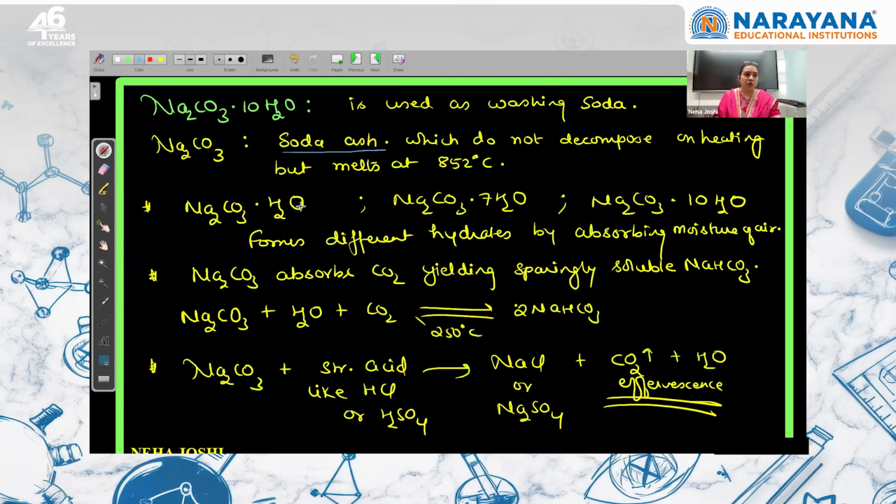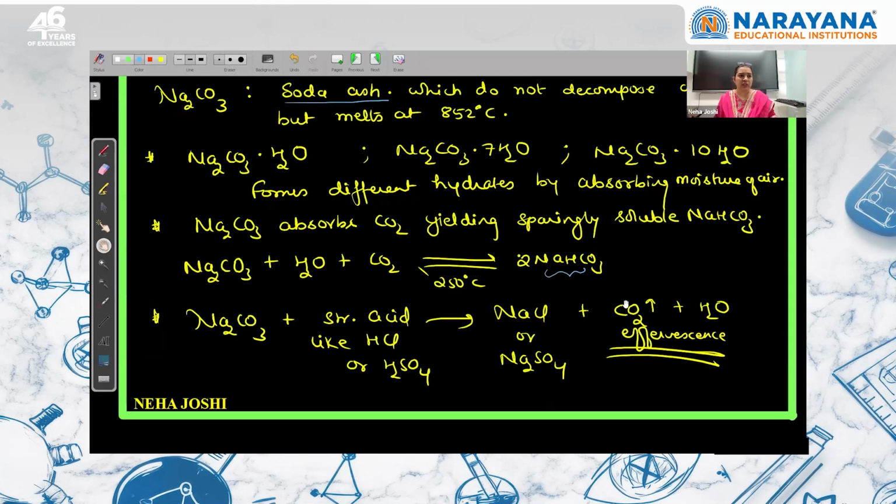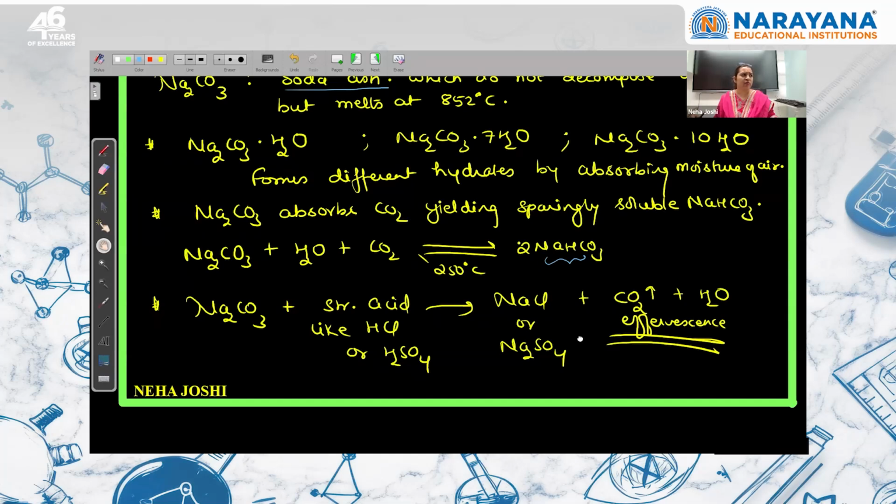Okay, it could exist as Na2CO3.H2O, .7H2O, .10H2O. These are different forms of hydrates which are possible for Na2CO3, but you will call it washing soda only when it is .10H2O. Na2CO3 can absorb further water, and in presence of water and further CO2, it will form NaHCO3, bicarbonate. That is possible. And as it is a salt of weak acid, on adding strong acid, it will release CO2. This is the general information.